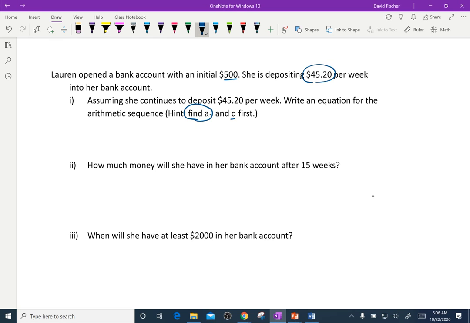So if we wrote it in an arithmetic sequence, I want to say A sub n, because I don't know what number. 500 plus n minus 1 times 45.20. There's that one. Now, how much money will she have at the bank after 15 weeks? So we're going to say A sub 15 equals 500 plus, well, that'd be the 15 minus 1. We're back to yesterday's work. 14 times 45.20. Now I have to go turn my light on because my light went off and I can't see my numbers in my calculator, so hang in there.